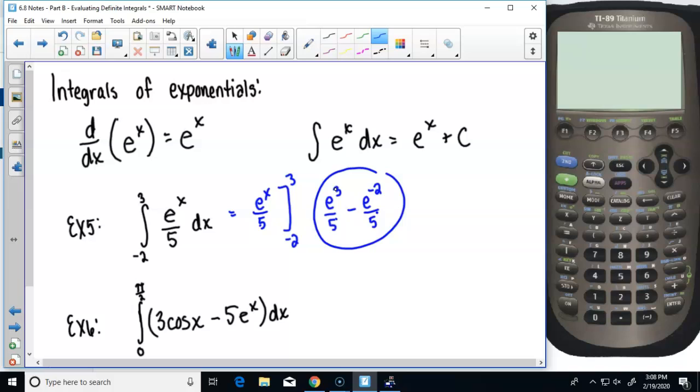And I don't have time to do the last problem, but when you have that, the integral of 5e to the x would be 5e to the x. So it's really the most simple of all of the integrals that you will do.